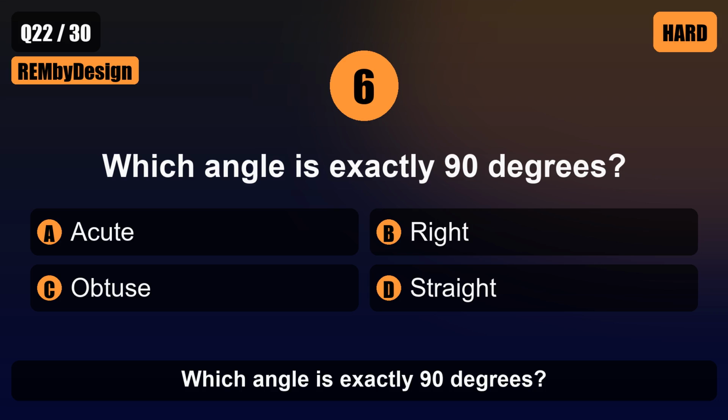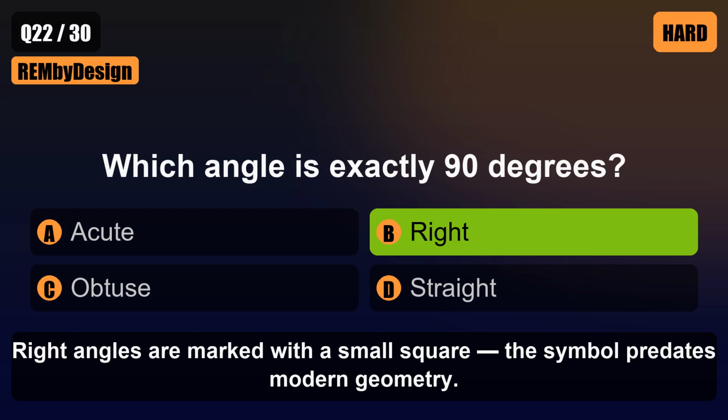Which angle is exactly 90 degrees? A. Acute, or B. Right, or C. Obtuse, or D. Straight. The answer is B. Right. Right angles are marked with a small square. The symbol predates modern geometry.